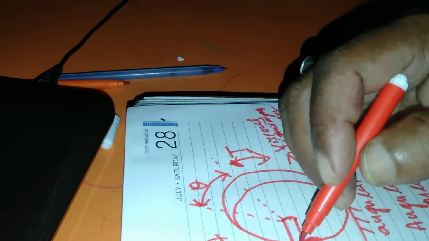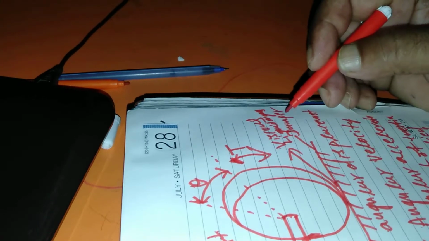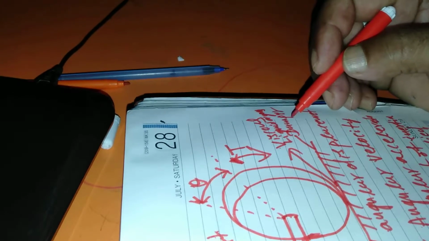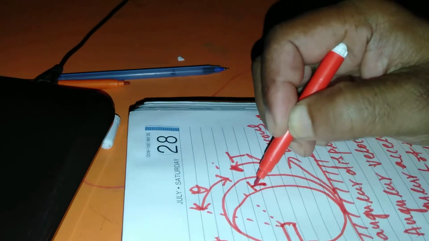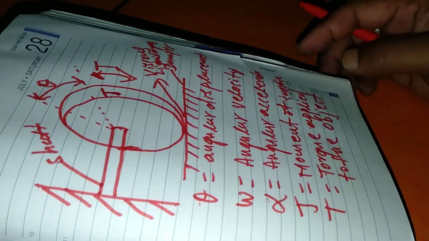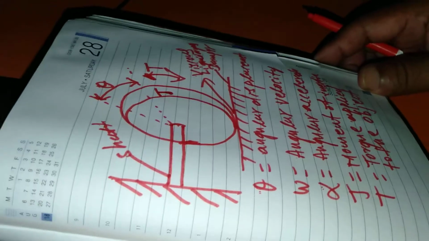torsional stiffness. So here the shaft is represented by a torsional spring, and this is the damper, where the object rotates in a viscous medium, that is either a liquid or gaseous medium, and this is having moment of inertia J. So now let us derive the mathematical equation for a mechanical rotational system.